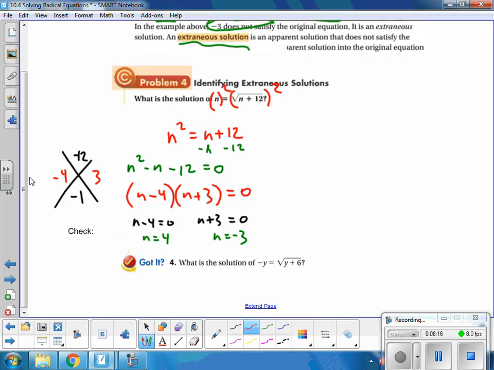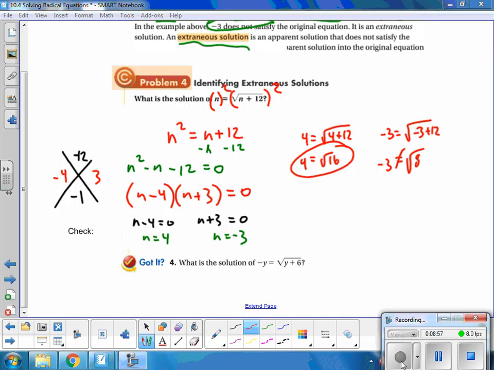So let's try the 4. Putting it back in my equation, does 4 equal the square root of 4 plus 12? 4 plus 12 is 16. That is true. I'm going to try the negative 3. Does negative 3 equal the square root of negative 3 plus 12? Let me look at this one, I'm working with the negative 3, that's 9. No, it's not. Square root of 9 is 3, not negative 3, so that is not true. So negative 3 is not a solution to this.